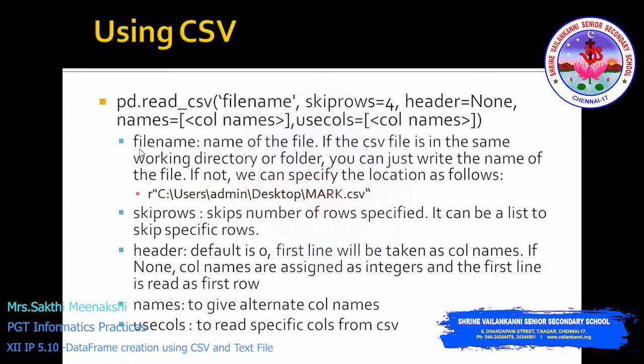Let's see, the file name, the name of the file. If the CSV file is in the same working directory or folder, you can just write the name of the file. If not, we can specify the location as follows. Python is stored in some directory. If you are storing your CSV file in the same directory, then you can directly mention the file name. Or if you are creating a subdirectory inside it, then you can use a slash and give the relative path to that.